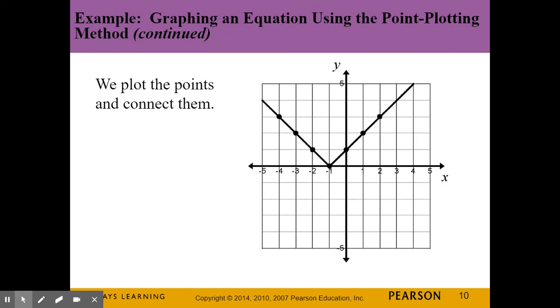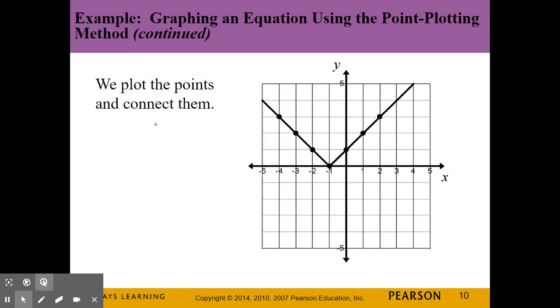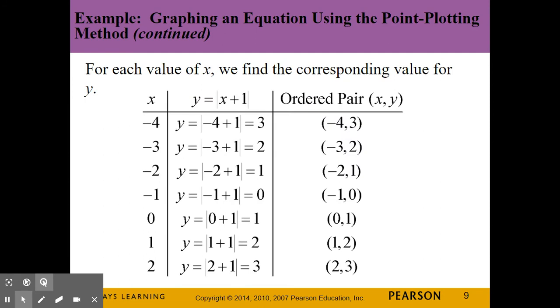All right, so when we plot negative 4, or substitute negative 4 into the equation, negative 4 plus 1 is negative 3. The absolute value of that is 3, so the ordered pair would be negative 4, 3. We're going to do that for, again, just substitute negative 3 in, negative 2 in, all the way up to 2. See what you get for y, and then the ordered pair is on the right there.